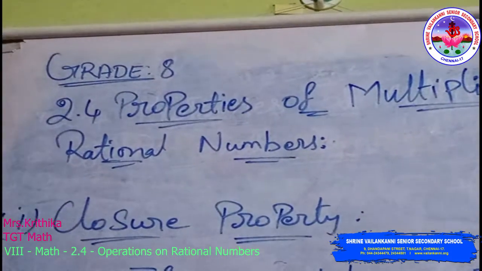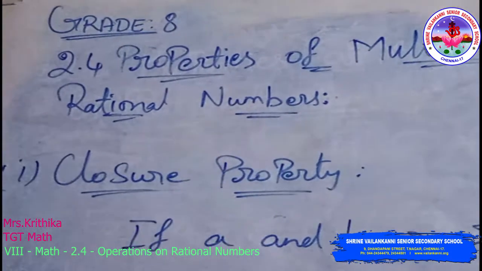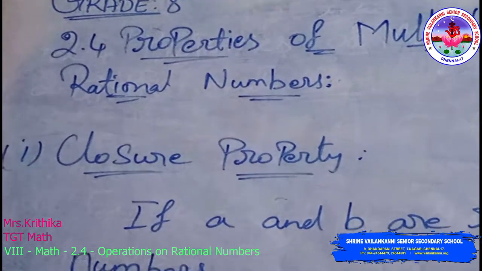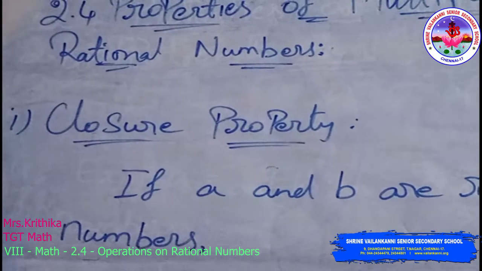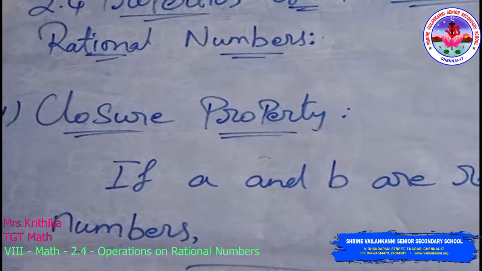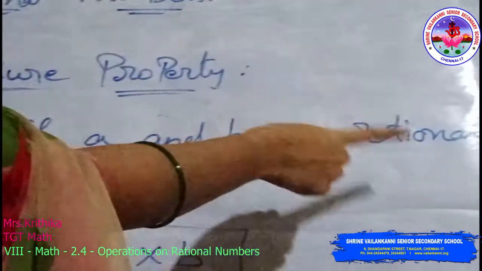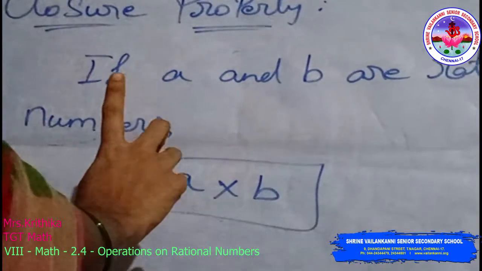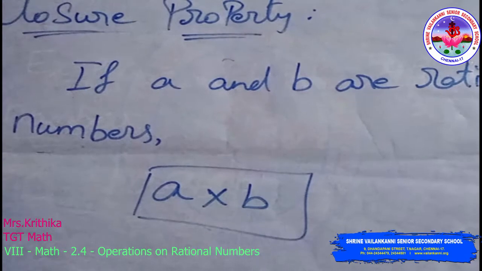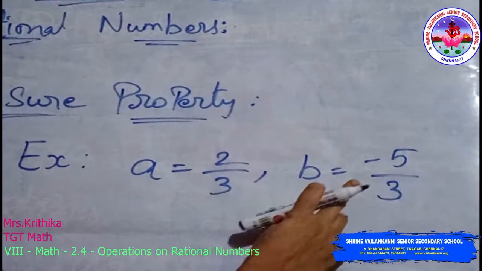Next section is 2.4, properties of multiplication of rational numbers. Properties of multiplication of rational numbers are similar to the properties of multiplication of integers. The first property is the closure property. The product of two rational numbers is also a rational number. If a and b are rational numbers, then a into b is also a rational number. Example: a is equal to 2 by 3, b is equal to negative 5 by 3.